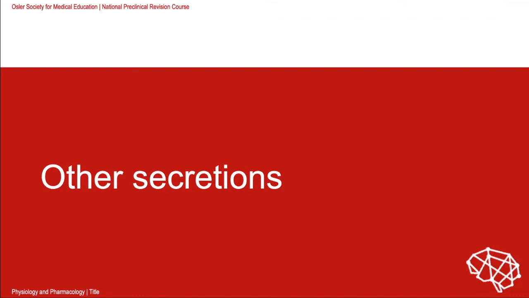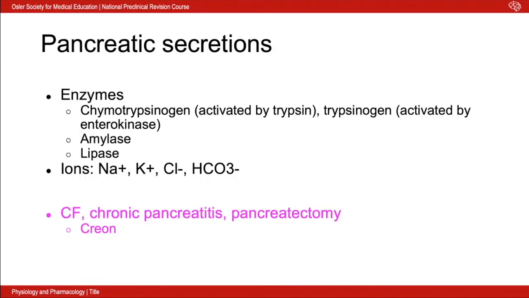And let's talk very briefly about some other secretions. So the pancreas, you'll remember, is both an exocrine and an endocrine gland. Its exocrine secretions are the enzymes listed here. So chymotrypsinogen and trypsinogen are both zymogens, and they're produced in an inactive form because if they were active within the pancreas, they would just break the pancreas down.